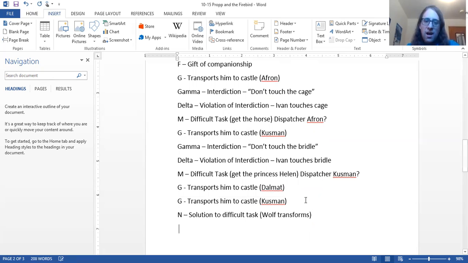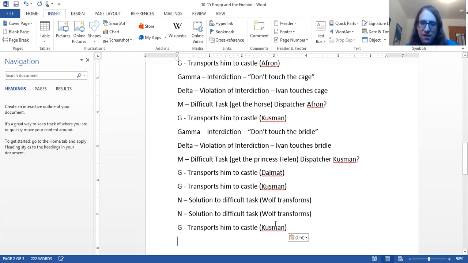And then the wolf takes him back to the castle of Afron with the horse. So we're going back to the castle of Afron. And again, the wolf transforms into the horse.